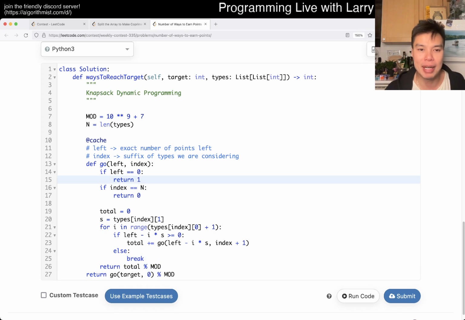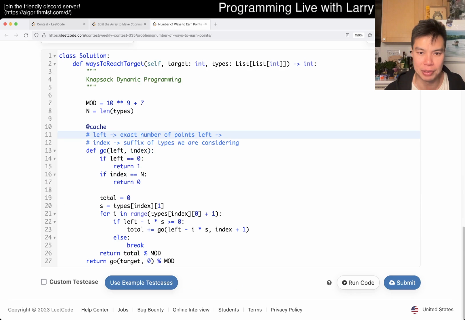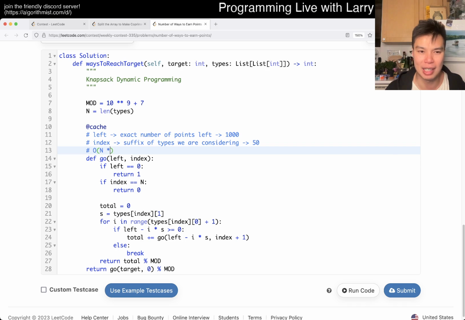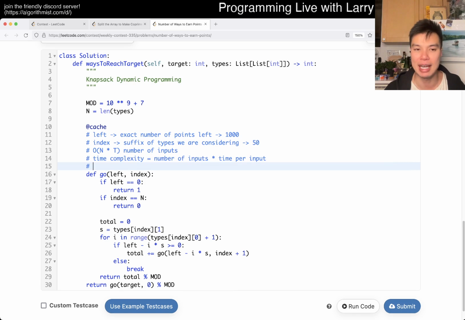But yeah, let's analyze this constraint a little bit, right? So left goes up to 1,000 because target can only be up to 1,000. Index, of course, is only 50 because that's the size of n. So this is O of n times t, where t is the target, sorry, is the number of inputs. So what is the time complexity? The time complexity is going to be the number of inputs times time per input, right? You know, dimensional analysis. So number of inputs is n times t.